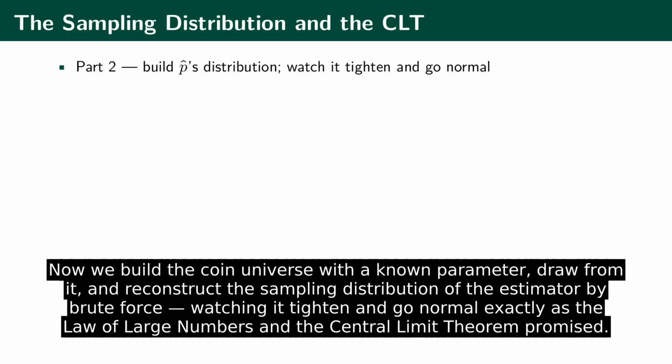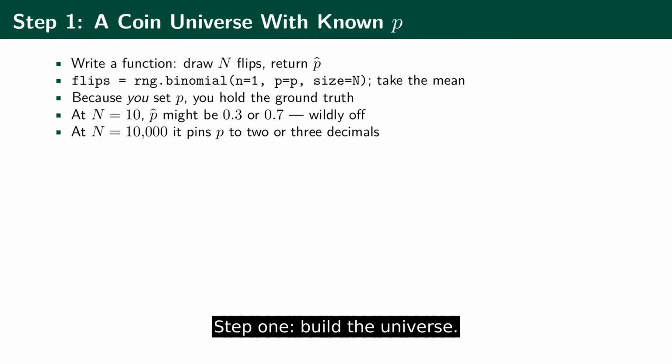Now we build the coin universe with a known parameter, draw from it, and reconstruct the sampling distribution of the estimator by brute force, watching it tighten and go normal, exactly as the law of large numbers and the central limit theorem promised.